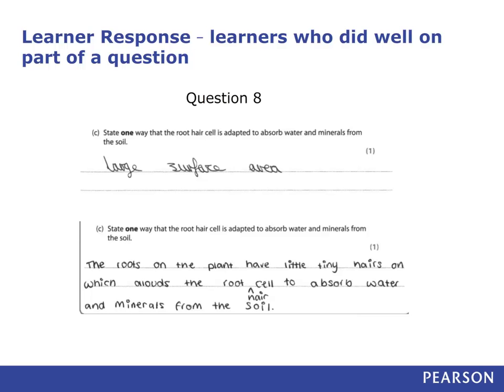In question 8c, learners found it difficult to recall a way that the root hair cell is adapted to its function. Only the better learners were able to state that the root hair cell had a large surface area, as in the first example. In many cases, the learners had misread the question and stated how the root is adapted to its function, giving the fact that it had root hairs as their answer.